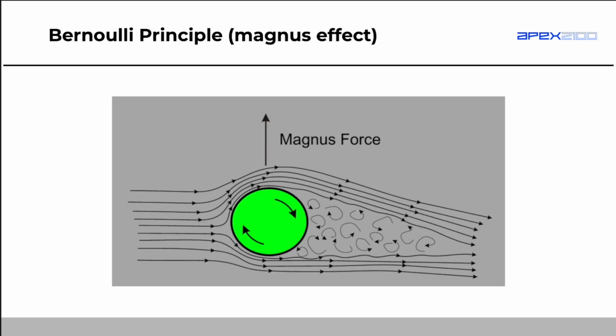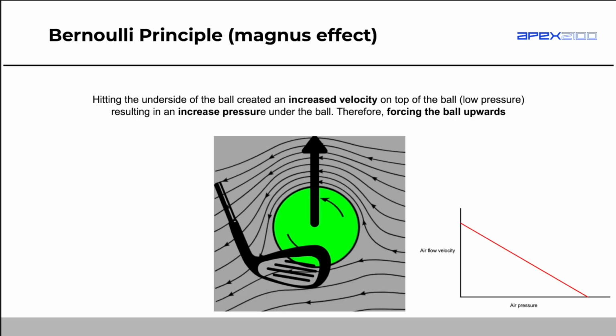Now, an extension to the Bernoulli principle is the Magnus effect, and it's the same thing, it just means a rotation around an axis. So, for example, if we have a look at the Magnus effect in sports, in golf, if we hit the underside of the ball, we create an increased velocity on the top of the ball. So we're creating low pressure on the top of the ball, resulting in increased pressure under the ball, therefore forcing the ball upwards as the increased pressure wants to move towards the low pressure.